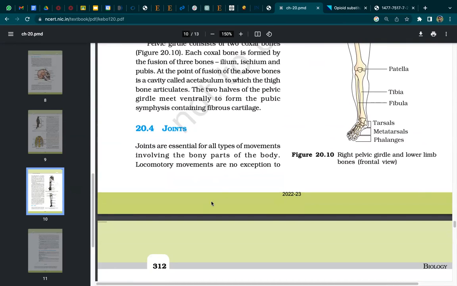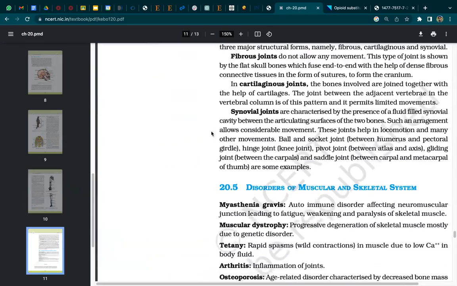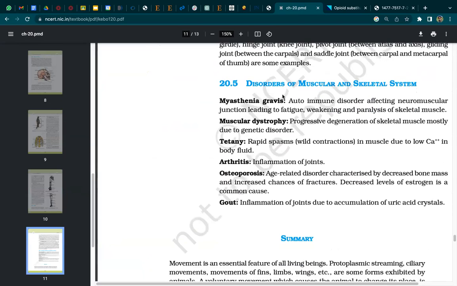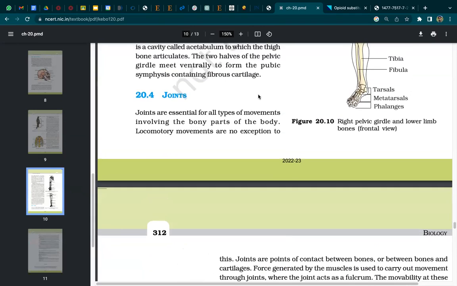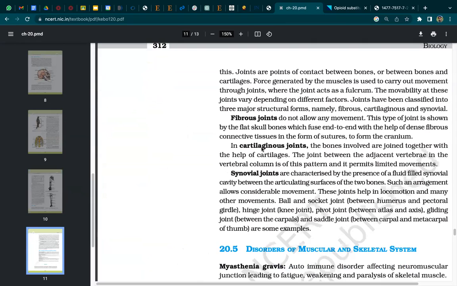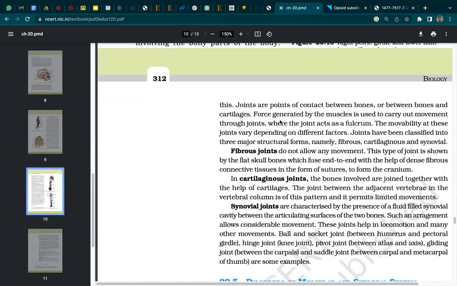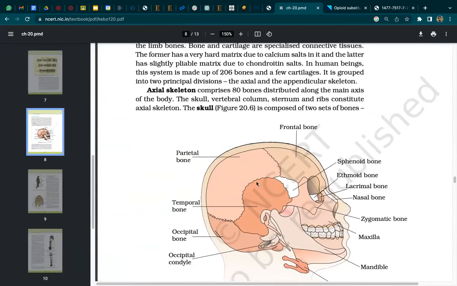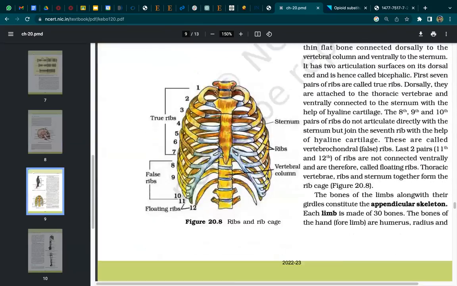So this is all, and then you have to read about joints. So I'm giving you the types of joints and the disorders of the muscular and skeletal system as homework. These are just facts. So just quickly going over it, there are fibrous joints that do not allow any movement. For example, our skull. Remember I showed you that skull bones are joined together like stitched together. There is no movement possible between these bones. So they are called fibrous joints.